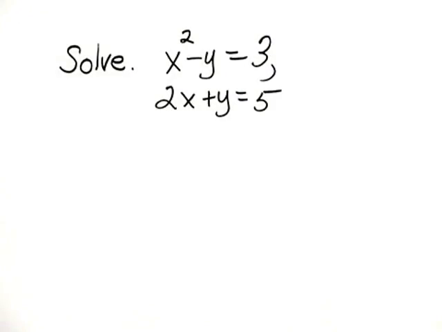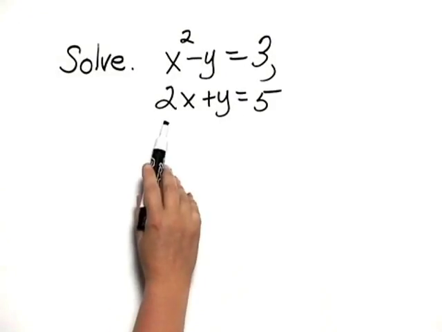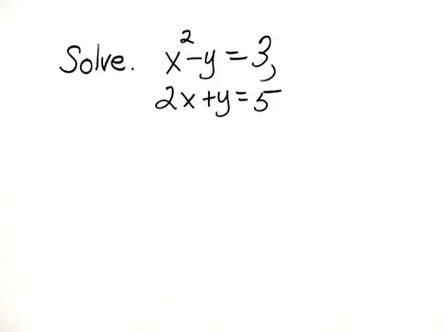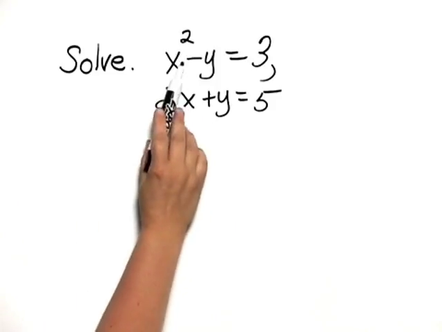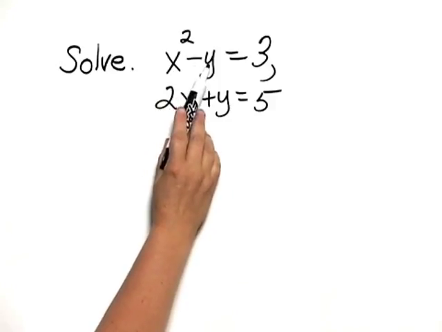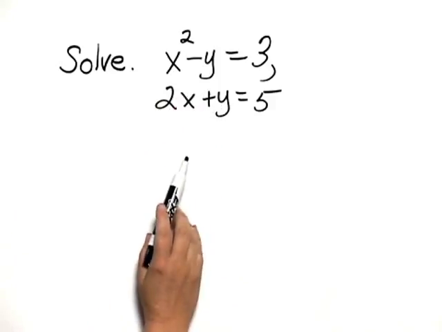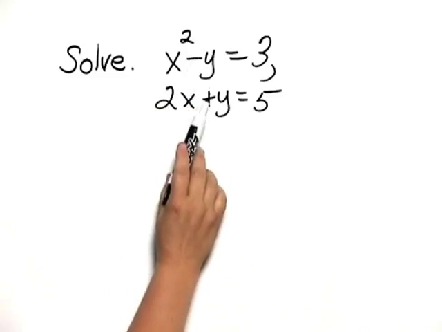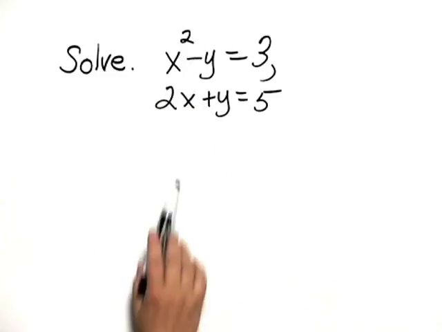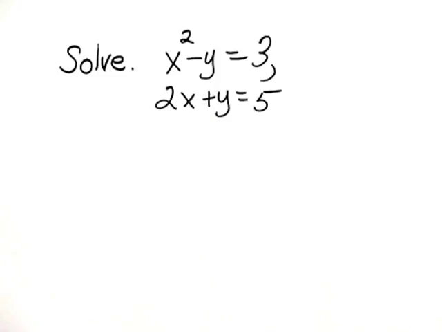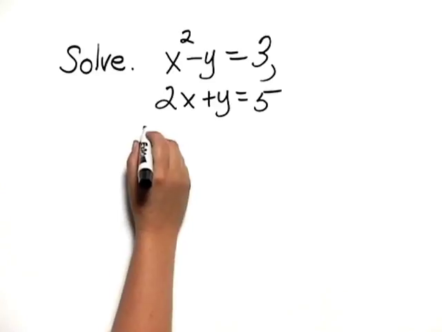Solve x squared minus y equals 3, 2x plus y equals 5. When we look at this system of equations, we notice that we have a y term in the first equation, a y term in the second equation, and their coefficients are opposites. So if we add these together, the y terms would be eliminated and we would just have an equation in x. So let's do that.